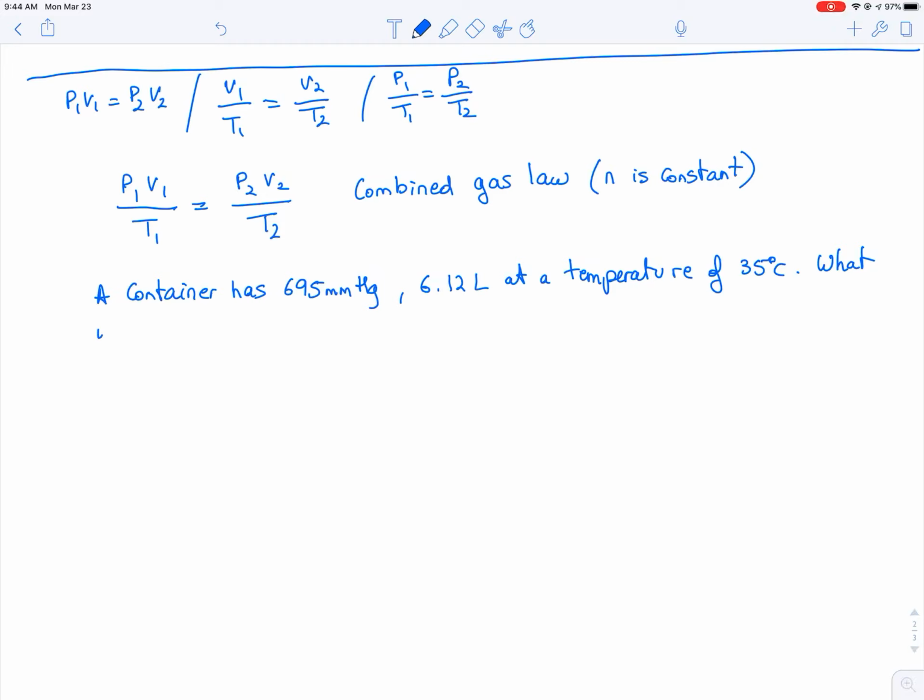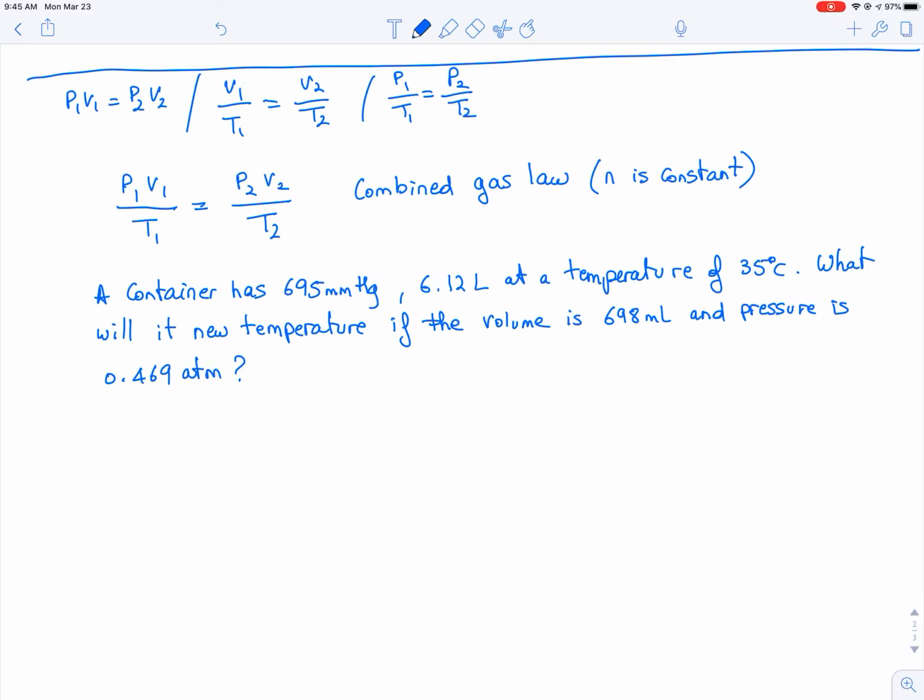What will be its new temperature if the volume is 698 milliliters and pressure is 0.469 atm? You see what I'm doing here?